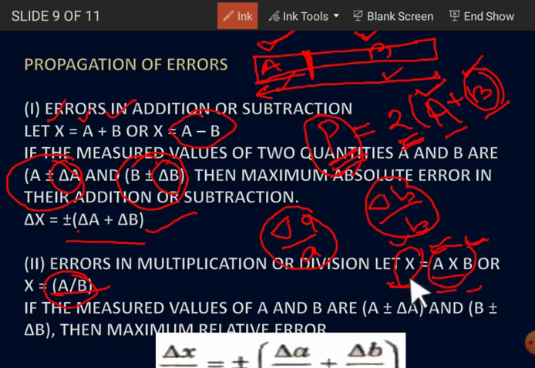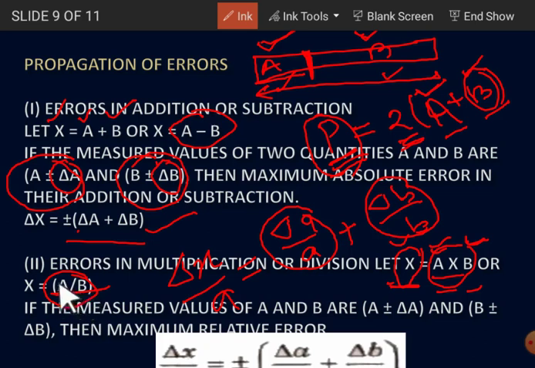So in the measurement of x, the error will be the sum of these two relative errors. The relative error in x is denoted by delta x by x, and this relative error will be equal to the sum of the relative errors of those two multipliers, A and B. The same is the case for division also.